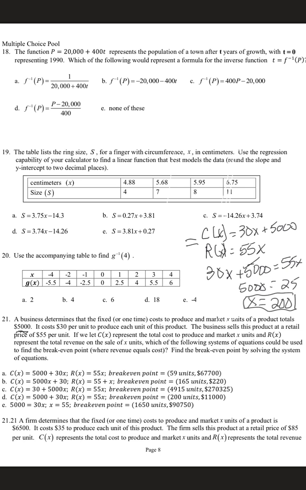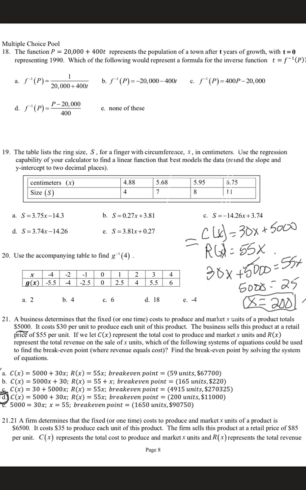Now, A has the right equations, and D has the right equations. But the only one that has an x value of 200 is answer D. So there could be no other answer unless you did the arithmetic wrong up here. But otherwise, if you plug the 200 into any one of the two equations, you'll get that 11,000.